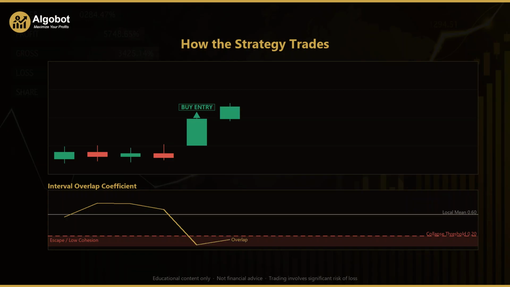To choose a direction, the strategy checks the interval midpoint. It has relocated upward, and the candle closes above the previous midpoint. Both long conditions are satisfied, so a long position opens at the buy entry marker. The stop loss is set below entry at 1.5 times the recent mean range, and the take profit sits above at 2.5 times it. Follow what happens next.